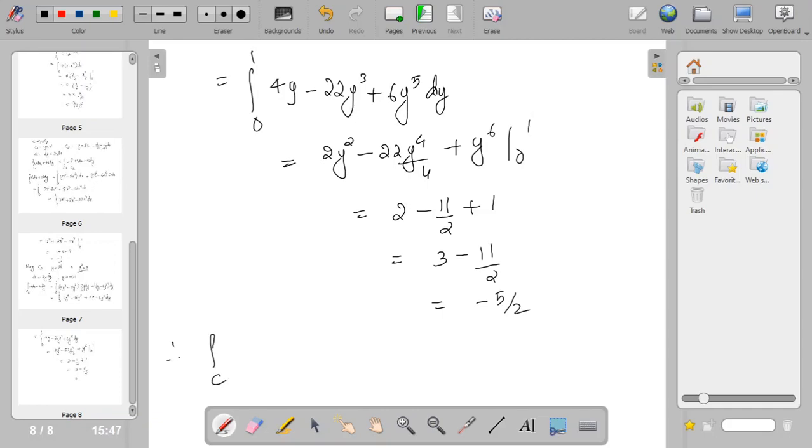So therefore integral over C of M dx plus N dy is equal to, what we got first, you will get minus 1. Sorry, there is one correction over here.